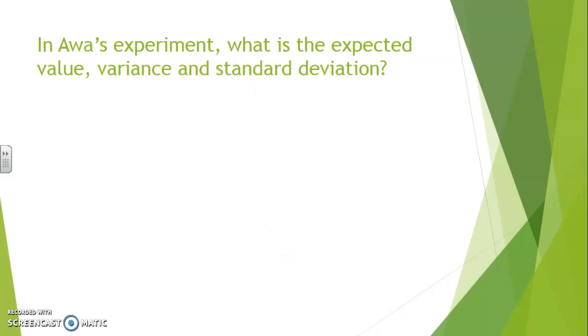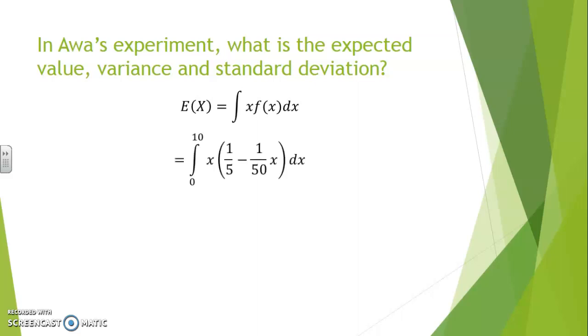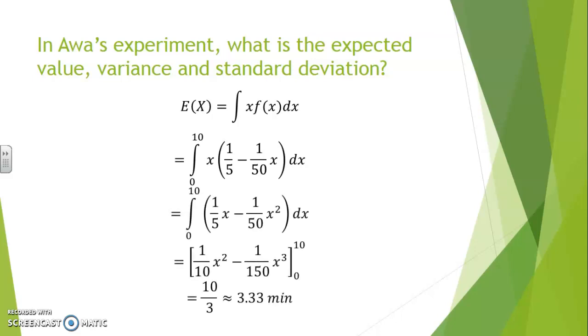In Awa's experiment, the expected value, variance, and standard deviation can be calculated by the formulas that we stated earlier. The expected value is the integral of x times the density function. In this particular case, we would need to use expansion and the power rule to calculate the definite integral. The outcome will be 3 1/3 minutes. So basically, we would expect Awa to have to wait 3 minutes and 20 seconds.